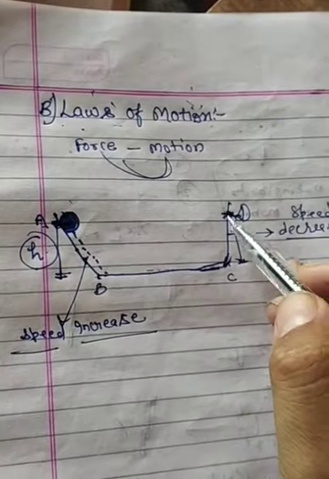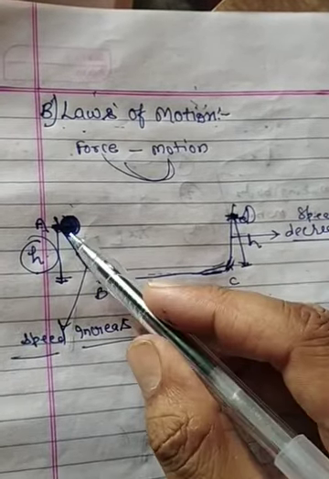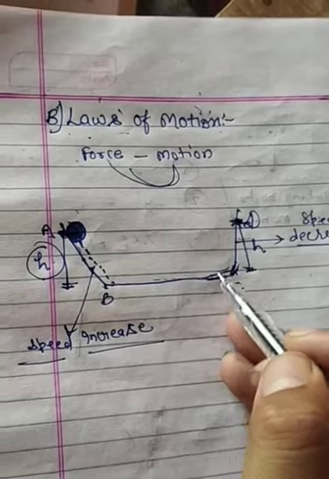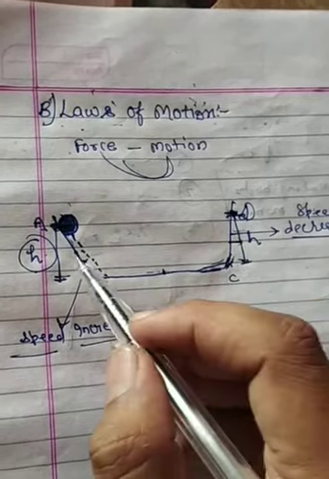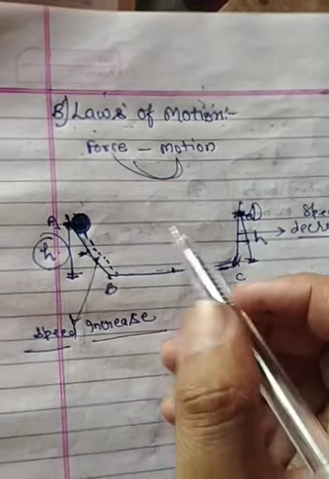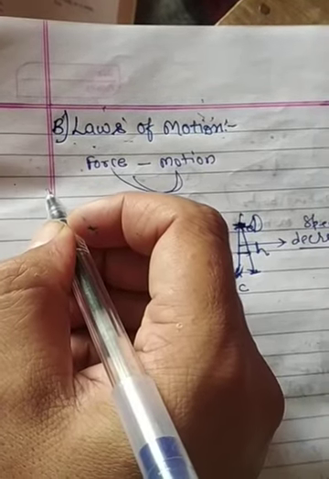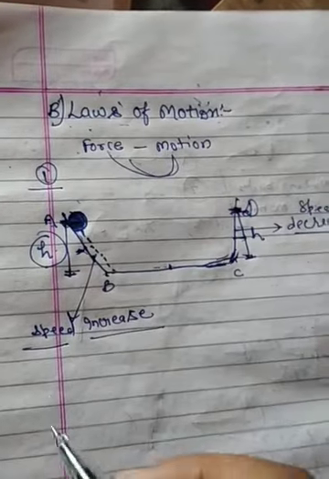Again this ball will come down and will reach up to this point, then come down, continuously. After some time it will come to rest, because of some resistance from both sides. This is the first observation in the case of Galileo.